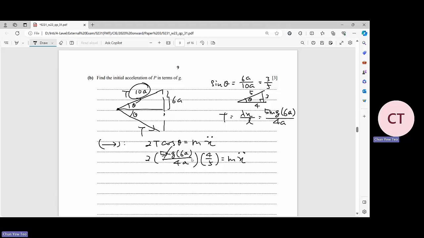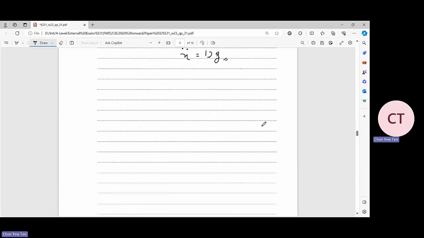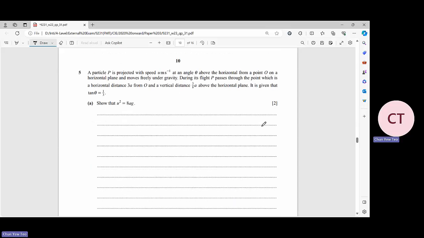The acceleration. m can be cancelled. Then 4, 4 cancel, 5, 5 cancel. Then your acceleration will be 12. a also cancels, 12g. Yeah, that's all. So that will be your answer for part B. Okay, moving on, question number 5.